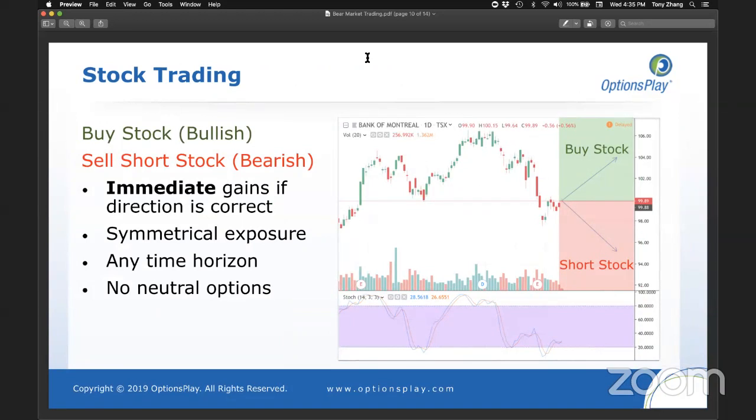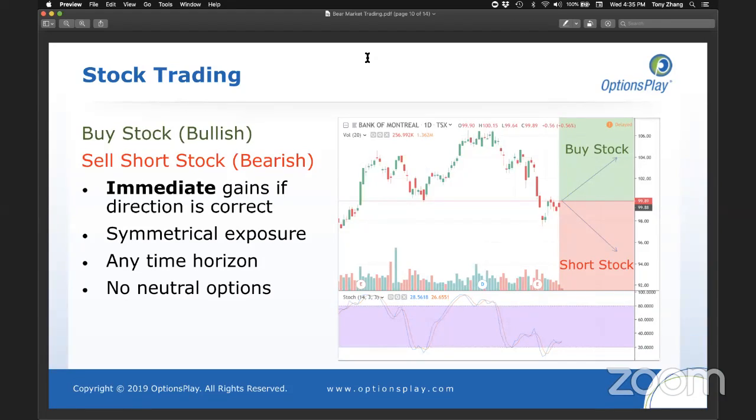So let's talk a little bit about how to actually benefit or profit from a bearish opportunity. First, I'm going to start off by talking a little bit about stock trading, because for those of you that are newer to options trading, stock trading is the strategy you're most familiar with. Trading a stock is easy to understand. If you're bullish on it, you buy the stock. If you're bearish on it, you short the stock.